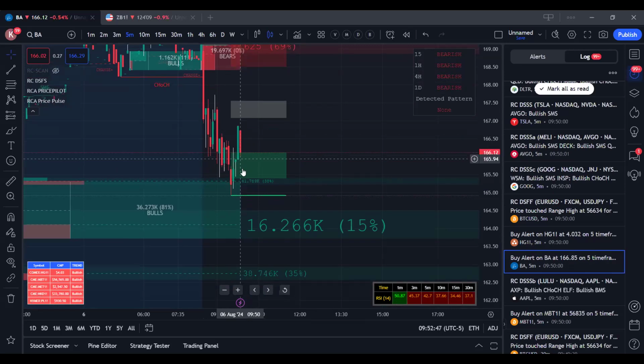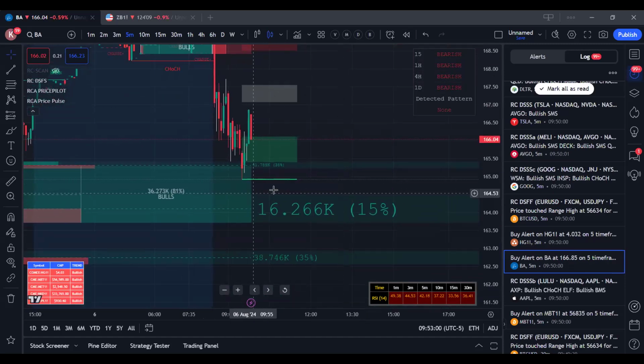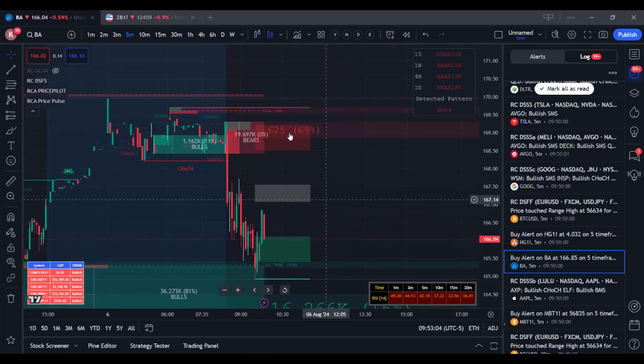It should do a double bottom, and if it touches this one, we can go long or we can do a credit spread. We can sell some 168 puts and buy 165 puts like that. Because overall there are a lot of bulls here, there are a lot of bears here. So the stock can go all the way to 168, 169.